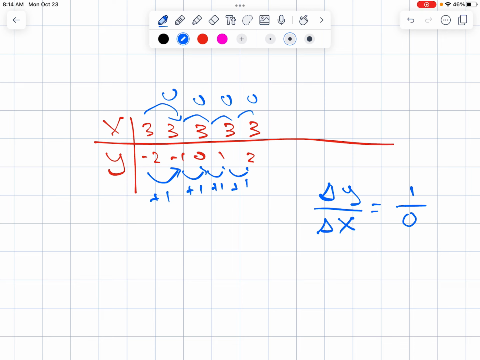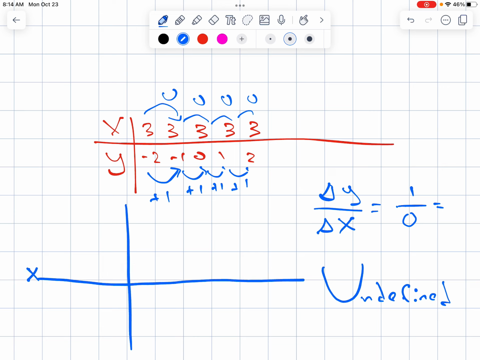Now what happens on a calculator when you do 1 divided by 0? You get undefined. And so that'll be your answer. That's an undefined slope. And what it looks like graphically is, let's just look at this right here. If this is our x, y coordinate grid, the x value is always 3. So if we graph this, it looks like that. So it's a vertical line, and vertical lines have undefined slopes.